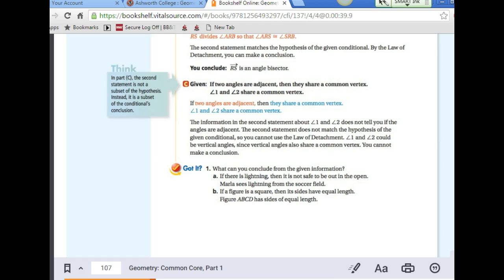Okay. B, if a figure is a square, then its sides have equal lengths. Okay? But the second statement, figure ABCD, has sides of equal lengths. Well, that's talking about the conclusion, so we can't make a conclusion out of that using the law of detachment. So B, we can't. A, we can, because the second statement had to deal with the original hypothesis. Okay? I hope this helped a little.